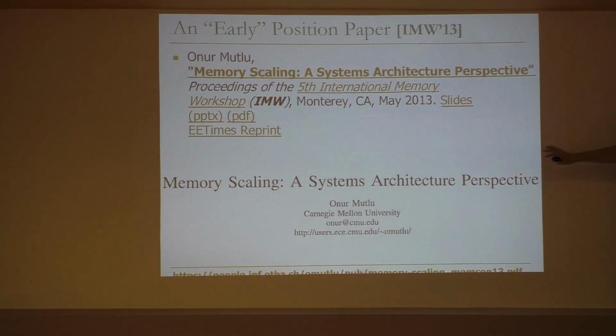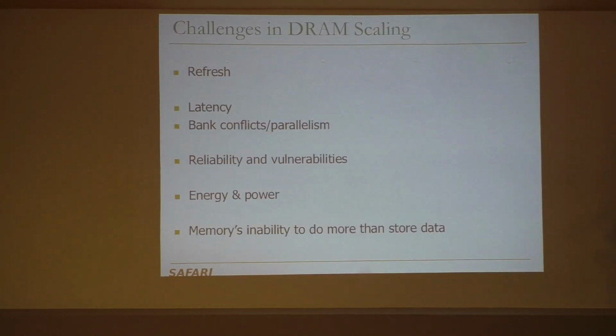I still recommend this to my students because it's kind of early in the sense that it's 2013. I actually wrote it in 2012, but 2013 is the final date. It talks about these memory scaling problems, and I think there are a lot of challenges in memory scaling. We'll talk about DRAM refresh, latency, reliability and vulnerability, energy and power, and memory's inability to do more than store data. And we're going to talk about RowHammer right now, actually.